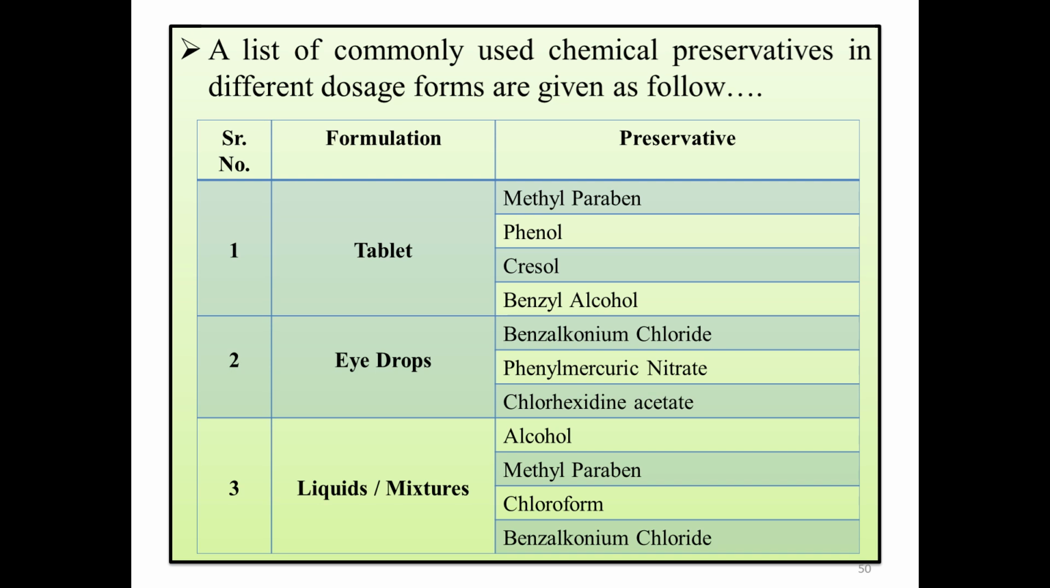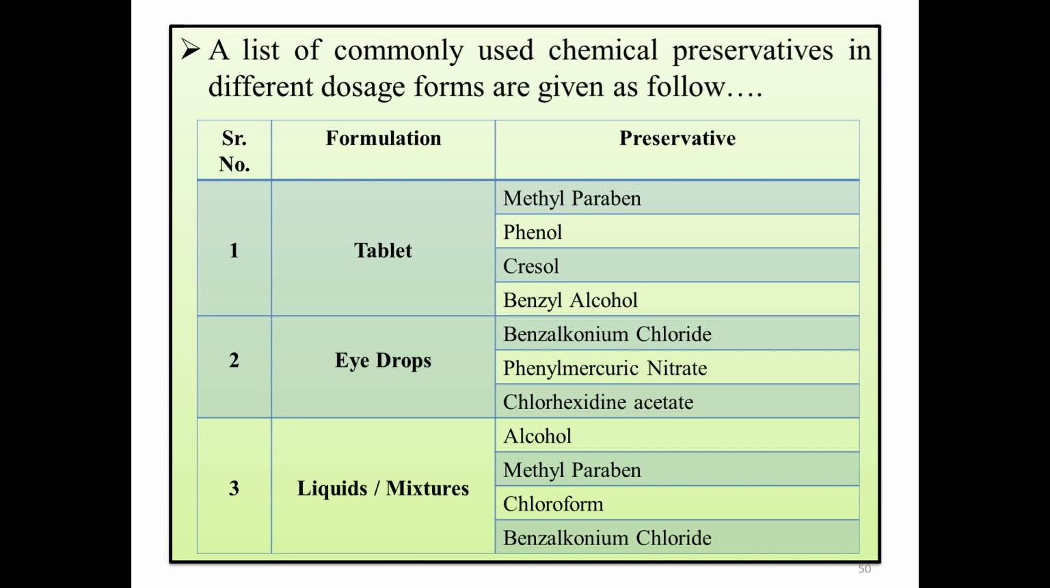In eye drops we use benzalkonium chloride, phenyl mercurial nitrate, chlorhexidine acetate. These are different chemicals used in eye drop preparation, because if there is presence of microorganisms in eye drops, it may affect the eyes and create problems with the patient's vision. So we use these preservatives for prevention of microorganisms.